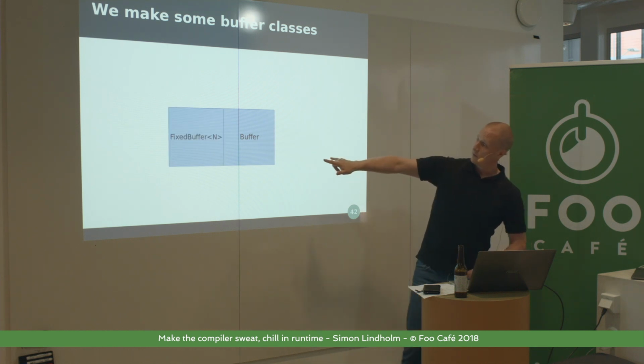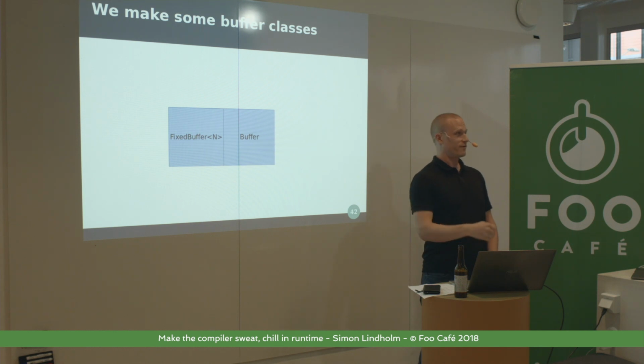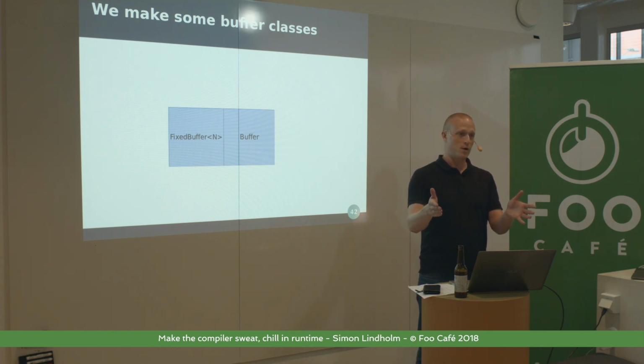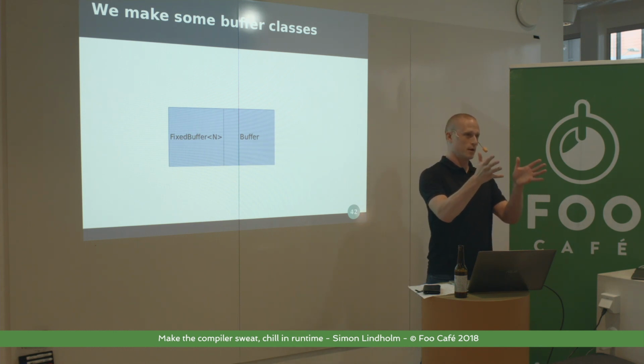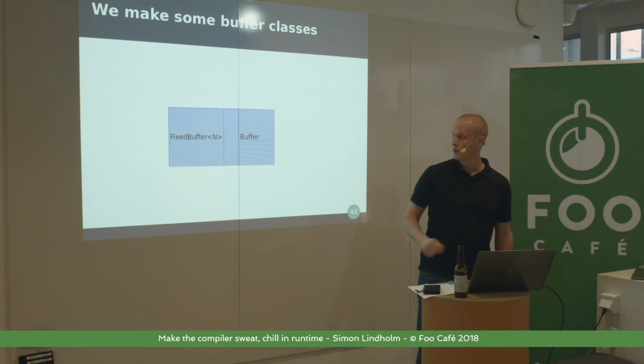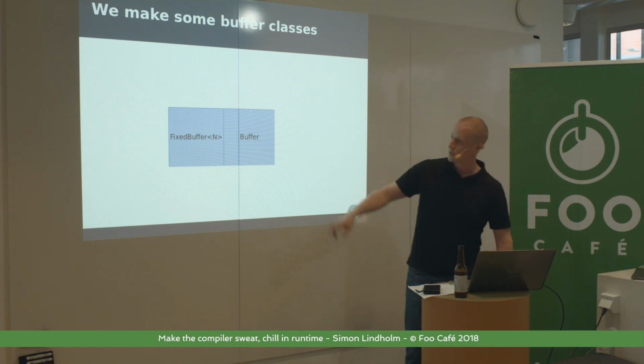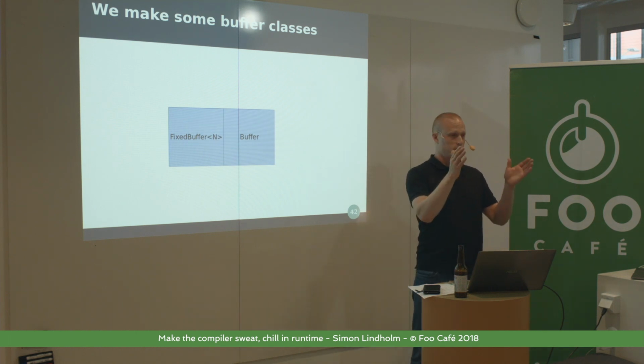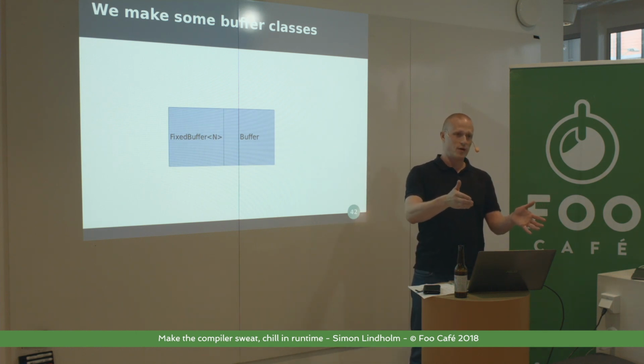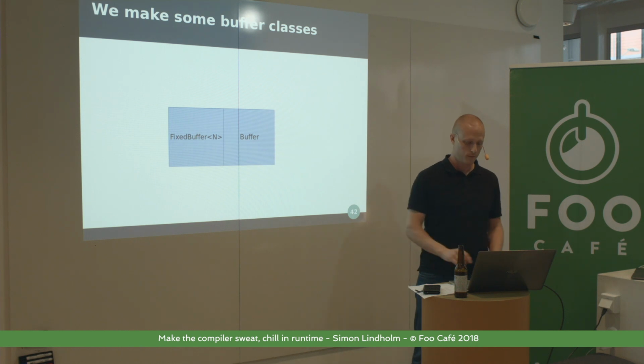Then you have a separate version of it, which is a fixed buffer, which is the same thing, but where you say that, okay, I know the size of this buffer at compile time. So this is a template where you have the size of the buffer. And since the size is known at compile time, you don't have to have it at runtime. So instead of a pointer and a size_t, you just have a pointer. So that's really just a single pointer.